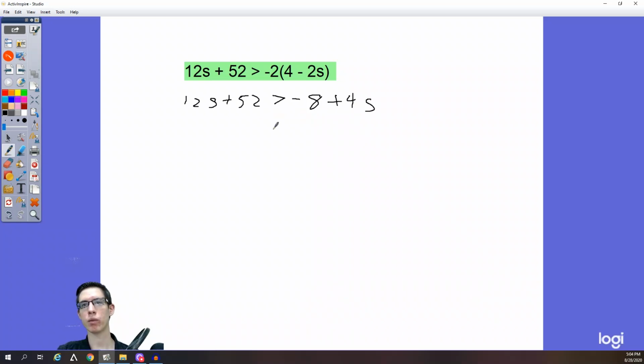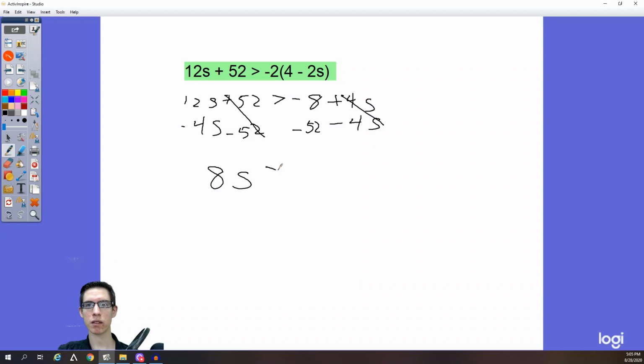And now I need to take a second and move some things around. Let's move 4s over to the other side. And let's move negative 52 over to this side. That's going to cancel there. That's going to cancel there. 12s minus 4s is going to be 8s greater than negative 8 minus 52. Both of those are negative numbers, so we add the values, keep that negative sign. We get negative 60. And now we need to divide by 8.